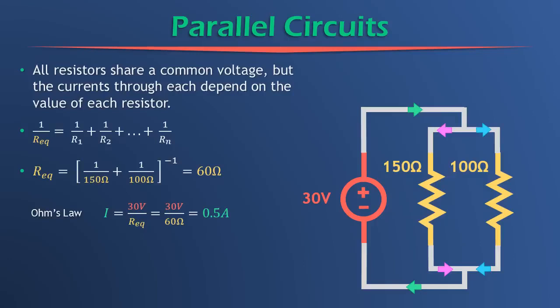Well, we would simply divide the source voltage, since both share the same source voltage, by the resistance. So for the pink current through the 150 ohm resistor, that's equal to 30 volts over 150, which equals 0.2 amps. And the blue current through the 100 ohm resistor is equal to 30 volts over 100 ohms, and that equals 0.3 amps.